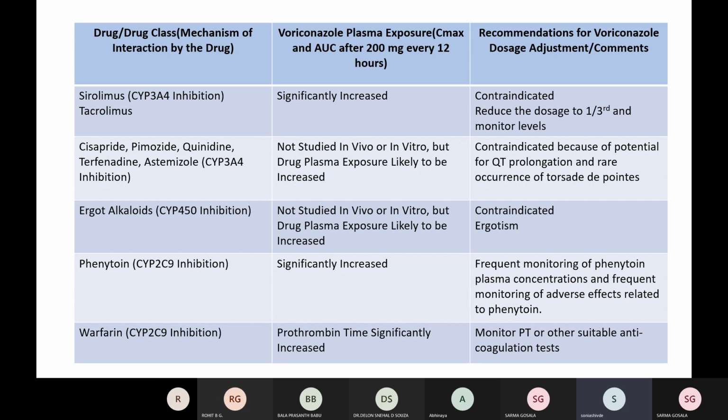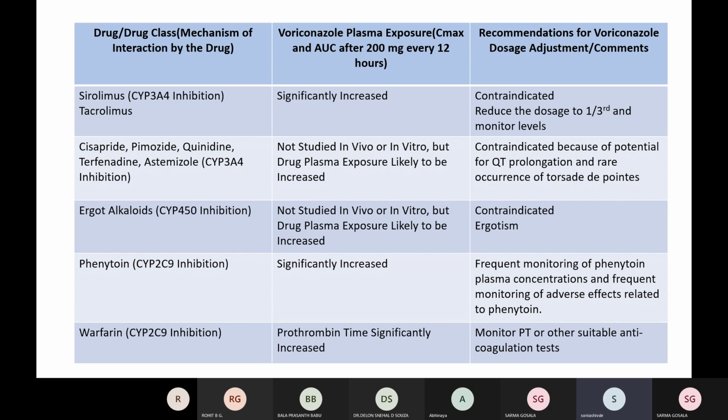Then cisapride, pimozide, quinidine, terfenadine, and astemizole. These are all drugs causing significant QT prolongation, so they are absolutely contraindicated. Coming to ergot alkaloids, which we use for migraine headache patients, they have not been studied in vitro and in vivo, and plasma drug exposure is likely to be increased. Voriconazole increases the ergot levels in the blood significantly, so it is contraindicated.